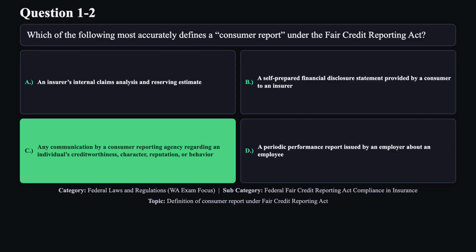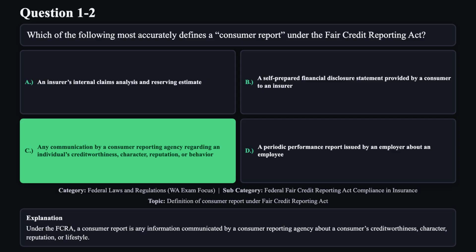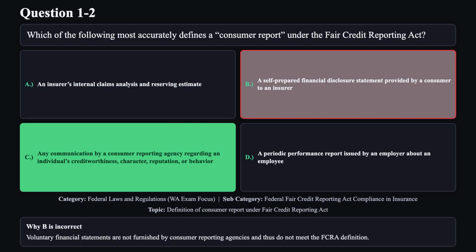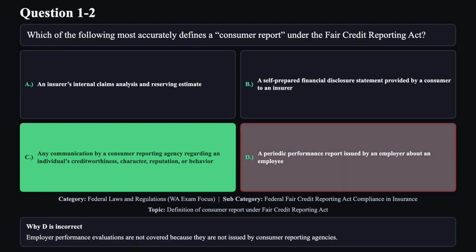The correct answer is C. Under the FCRA, a consumer report is any information communicated by a consumer reporting agency about a consumer's creditworthiness, character, reputation, or lifestyle. Reason A is not correct. Internal insurer analyses are proprietary and not issued by consumer reporting agencies. Reason B is not correct. Voluntary financial statements are not furnished by consumer reporting agencies and thus do not meet the FCRA definition. Reason D is not correct. Employer performance evaluations are not covered because they are not issued by consumer reporting agencies.